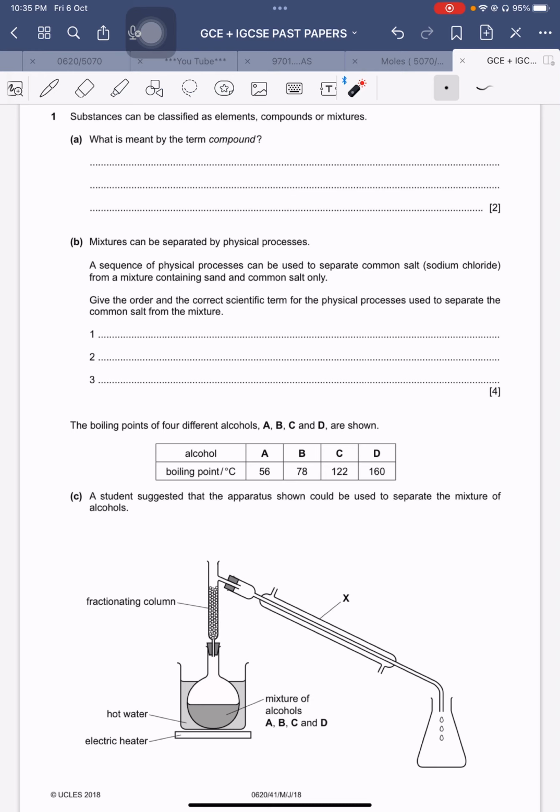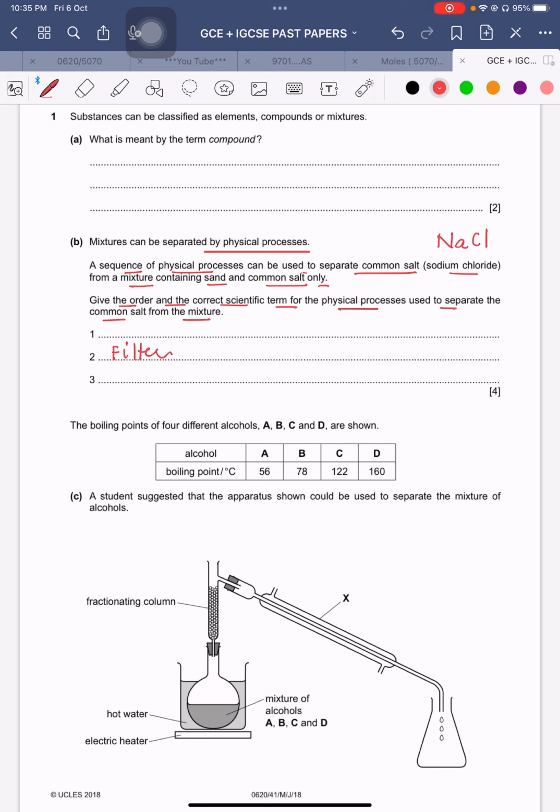Mixtures can be separated by physical processes. They are very clearly saying this. A sequence of physical processes can be used to separate common salt, sodium chloride. The common salt which we are using in our home is sodium chloride, and all of you should know how to write its formula. From a mixture containing sand and common salt only, give the order and the correct scientific term for the physical processes used to separate the common salt from the mixture. So number two will be filtration.